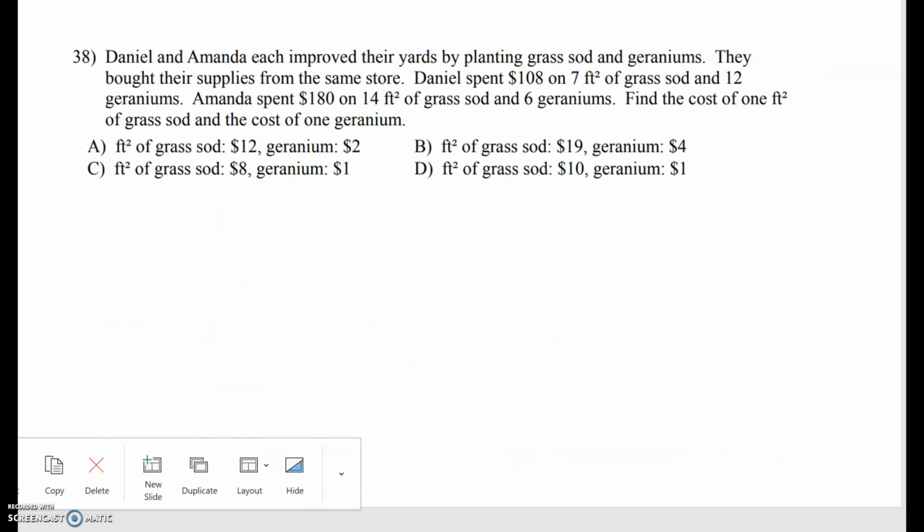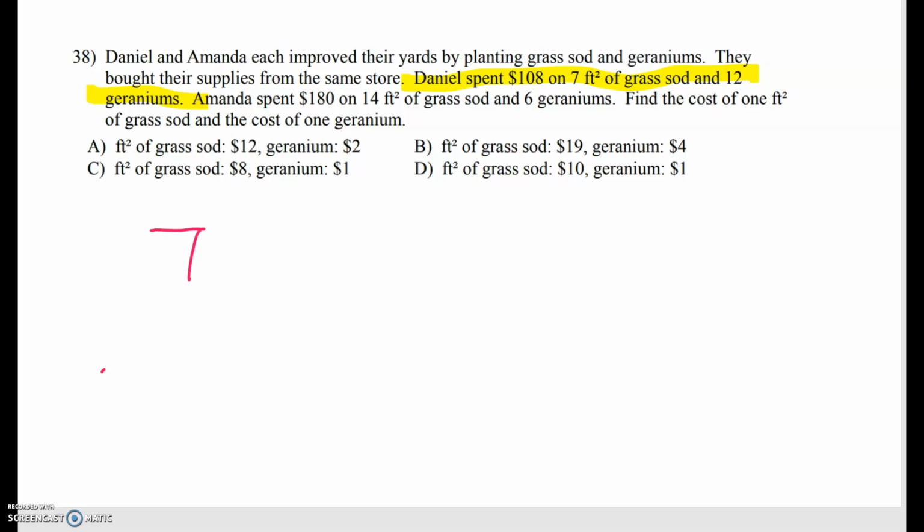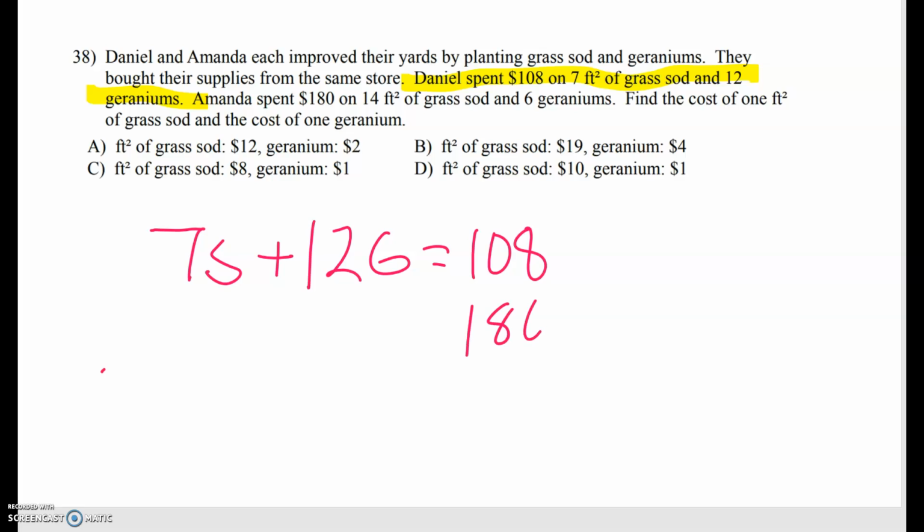So what I'm going to do here is I'm going to just set this one up for you. And what I want you to do is you can use the rest of the break or your time to finish it. So we have Daniel and Amanda. So let's do Daniel. Okay, he spent $108. He bought 7 square feet of grass, of sod. So let's say 7 square feet of S. So we'll say S for sod. Plus 12 geraniums, and he made $108. Amanda made $180, and she bought 14 square feet of sod plus 6 geraniums. So that's how you would set it up.